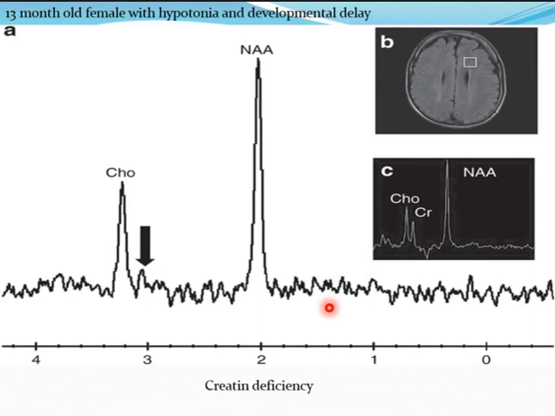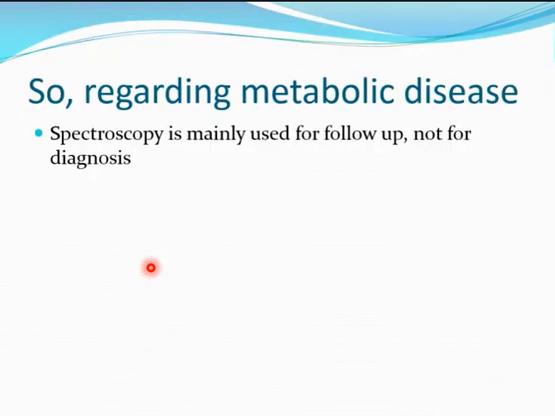This is a case of creatine deficiency. Creatine is used as a control for the other metabolites. However, in this rare case, you can see the NAA and the choline are relatively normal. The NAA is about two times the peak of the choline, but the creatine is lost, indicating creatine deficiency. It's a rare metabolic disorder. So regarding metabolic disease, spectroscopy is used for follow-up, not for diagnosis. All of them will lead to decreased NAA, except Canavan's disease.